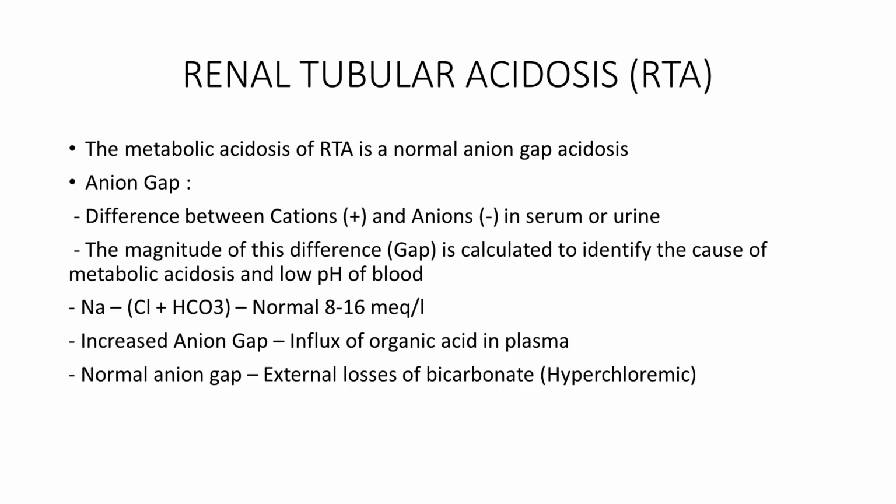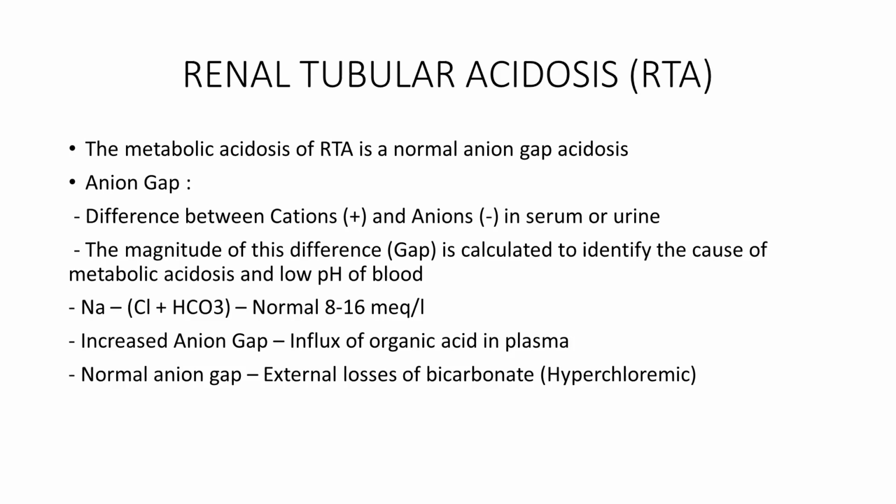It's very simple. Serum sodium minus chloride plus bicarbonate. The usual normal range is 8 to 16 milliequivalent per liter. Sometimes they do add potassium, but since the value of potassium is very low, for practical purposes the usual equation used is sodium minus chloride plus bicarbonate, and the normal range is 8 to 16. Now, increased anion gap can occur because of influx of organic acid in the plasma. Any type of acid which is in the plasma will increase the anion gap.